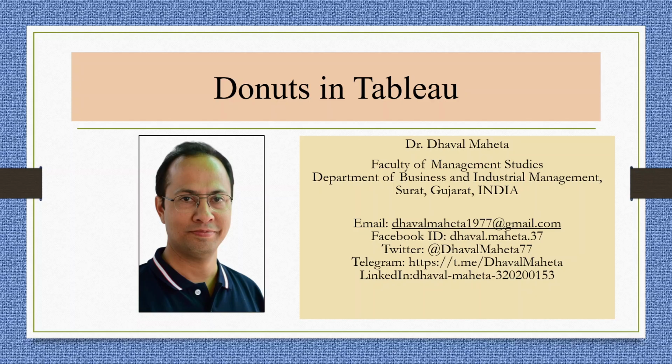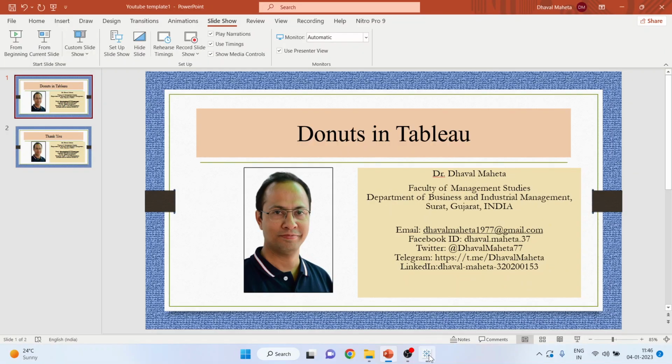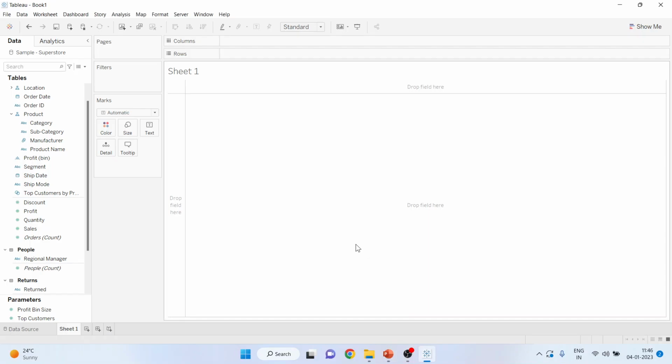This is Dr. Dhaval Maheta, and today we are going to understand how to generate the donuts in Tableau. For this, we will go in the environment of Tableau. In Tableau, the variables are divided into two zones. This is the zone of dimension, and this is the zone of measure.